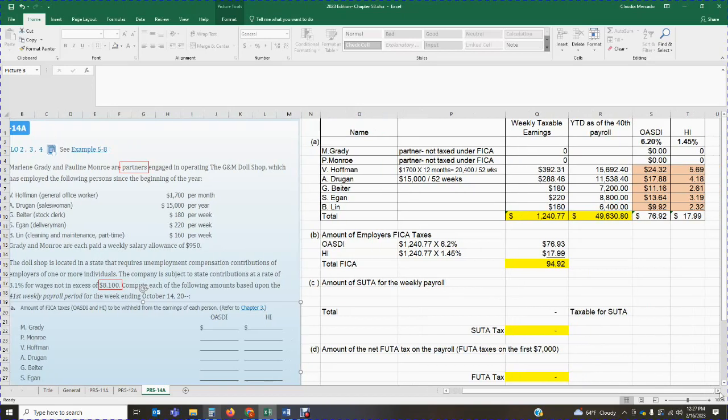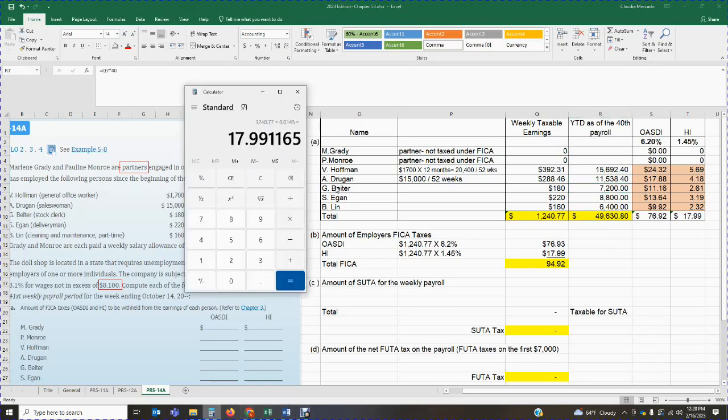So I'm going to go over here and I'm going to see, do I have any employees that have not reached that $8,100 cap yet? Okay, so Hoffman is over. They no longer have to pay any SUTA taxes for Hoffman. Drugan is over my $8,100. Now Beater has earned before this paycheck $7,200. This paycheck of $180 will put him at $7,380. That is still below the $8,100 cap.